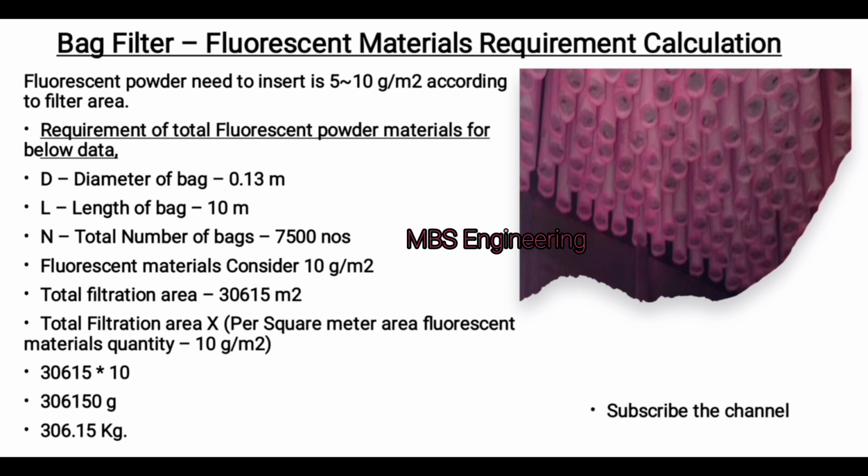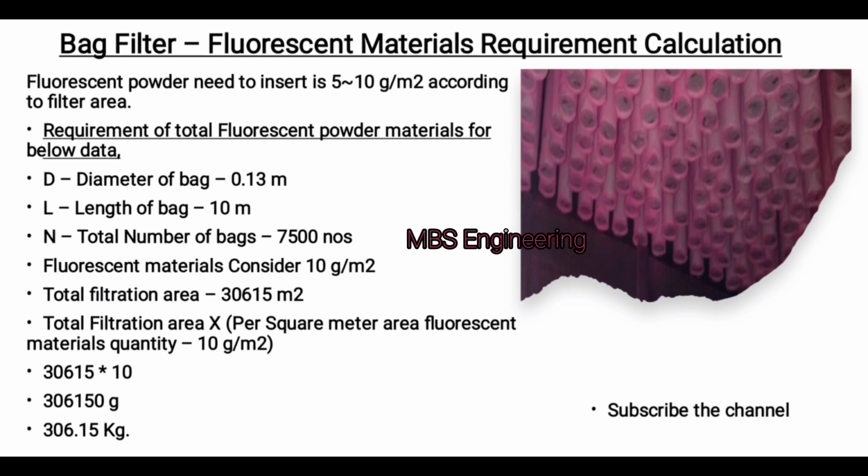The requirement of fluorescent powder materials is total filtration area multiplied by the fluorescent material quantity per square meter. It means 30,615 multiplied by 10, 306,150 grams, or 306.15 kilograms based on the above given data. Total 306.15 kilograms of fluorescent powder materials required for this bag filter system.